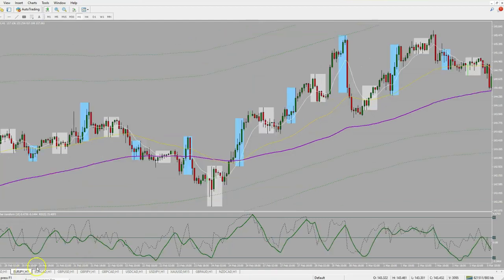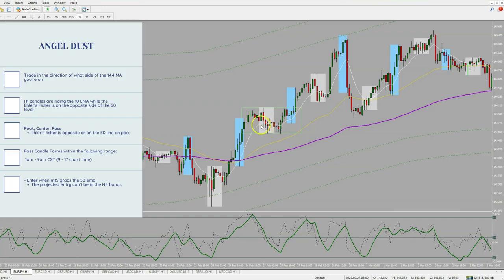This one happened on the Euro JPY. Here's our setup right here. We're looking in this boxed area. So we have price coasting along the 10 EMA. At the same time, the Ehlers Fisher dips below the 50 level. Cool. We have this peak, comes down up into a center point.